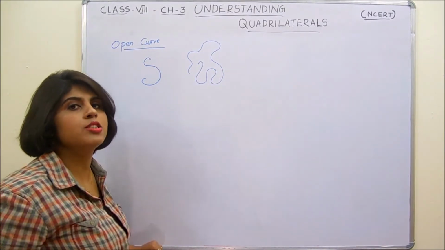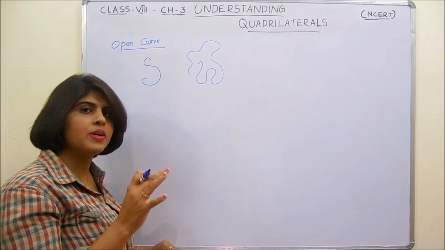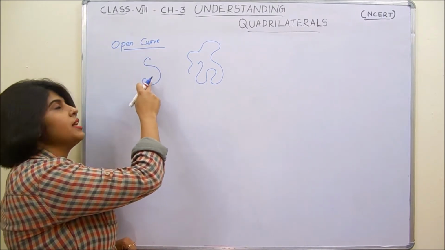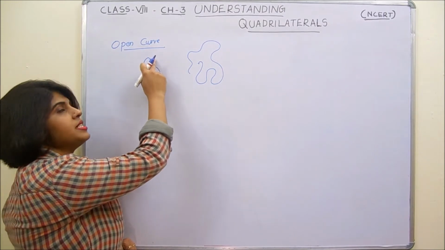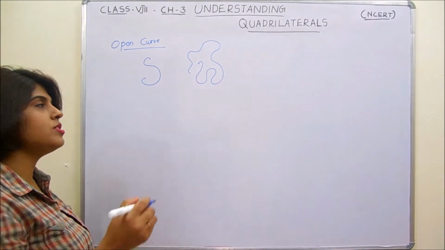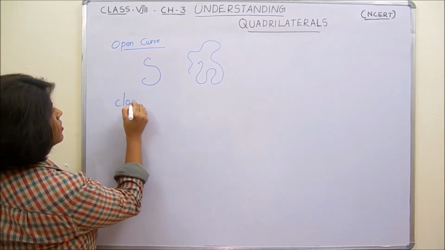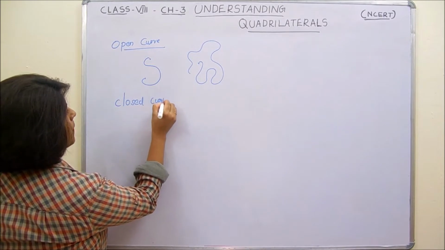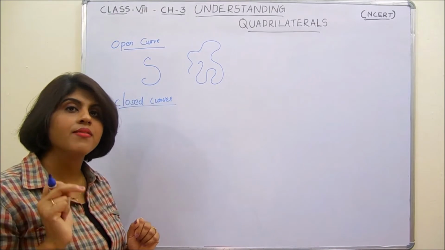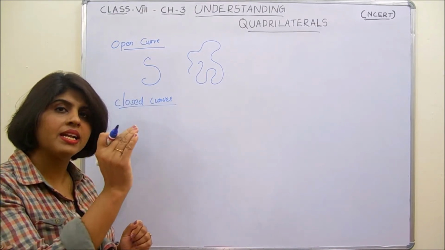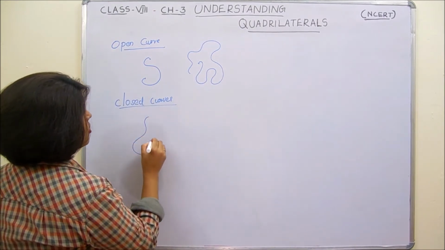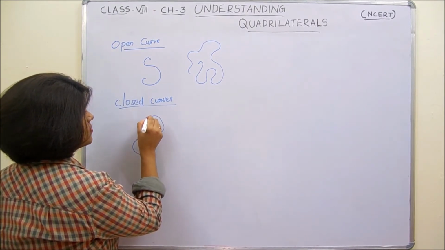These two are examples of open curves. So, open curves are the curves whose endpoints do not meet. That is, the starting and ending point of these curves are not meeting. And what are closed curves? Closed curves are the curves which do not have any endpoints and completely enclose some area. See, these are examples of closed curve.